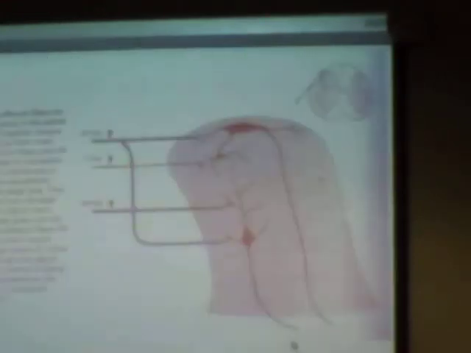Let's go back to this diagram. So we've got our pain into the cord via C or A delta fiber. So it's crossing and it's going to ascend within the lateral spinothalamic tract, which is here. You can see the lateral spinothalamic tract on this diagram, in that pink there on the right hand side.